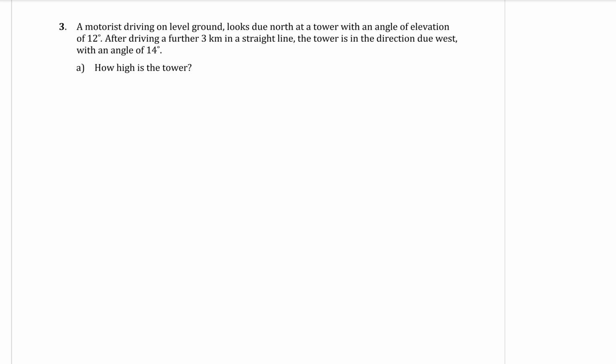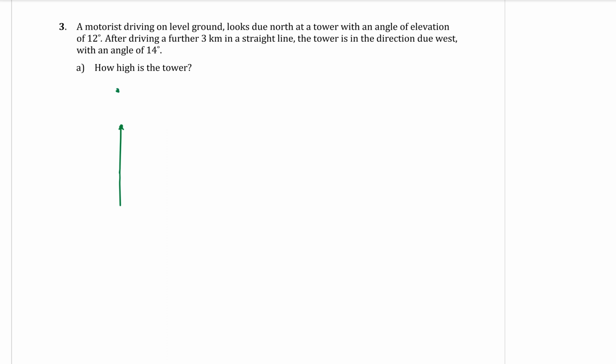A motorist is driving on level ground and he looks due north and he sees a tower. So the tower is not on the road, he's just seeing the tower away in the distance. Okay, so here is him driving due north. Okay, we know north is in that direction. Going up, north. Okay, he looks at the tower. So at the top up here, he's looking ahead and he's going to see somewhere up ahead of him, due north, is a tower.